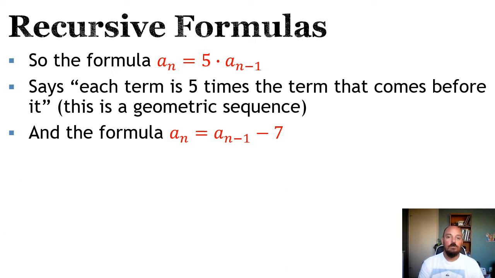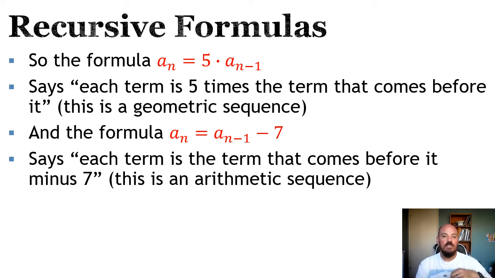Or here's another example. If I said an equals an minus 1 minus 7, then in words what I'm saying is each term, an, is the term that comes right before it, an minus 1, minus 7. That would make it an arithmetic sequence because you're subtracting 7 each time, or adding negative 7. So this is a different way of writing a formula for a sequence. Instead of saying, if I want the 7th term, I'm going to plug in 7 for n, you're saying, if I want the 7th term, I'm going to take the 6th term and do something to it.